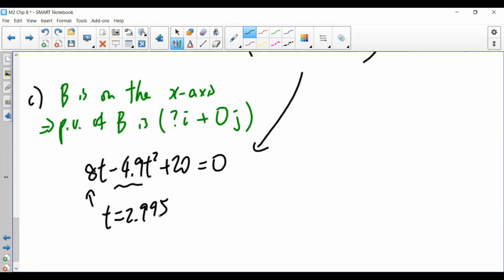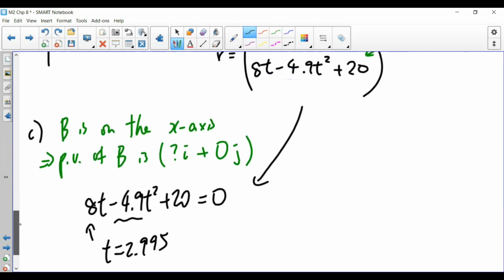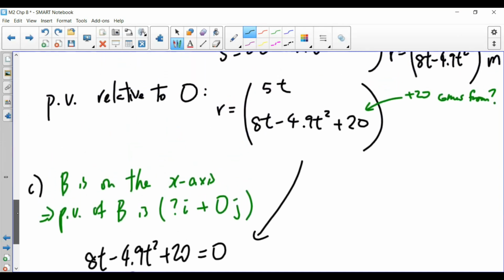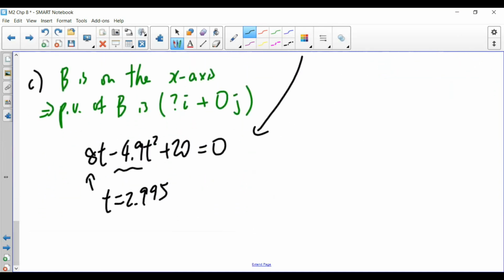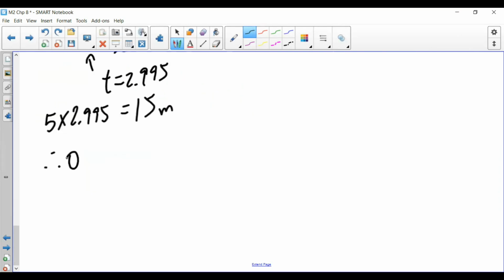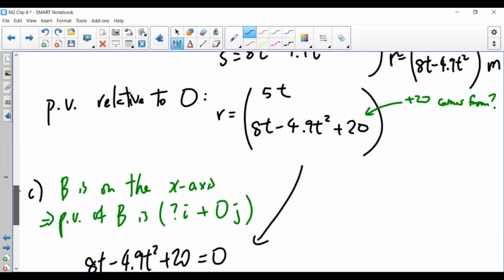So t equals 2.995. But that's not a position vector. We need to find the i value. So the i value is 5t, so 5 times 2.995 equals 15 meters. Therefore OB equals 15 meters. All right, so that's how we find it.